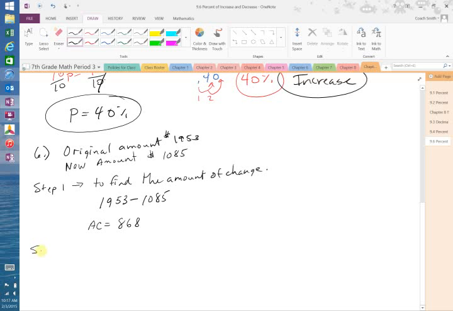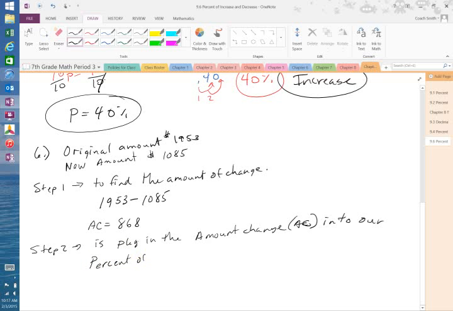Step 2 is plug in the amount of change we're calling AC into our percent of change formula.